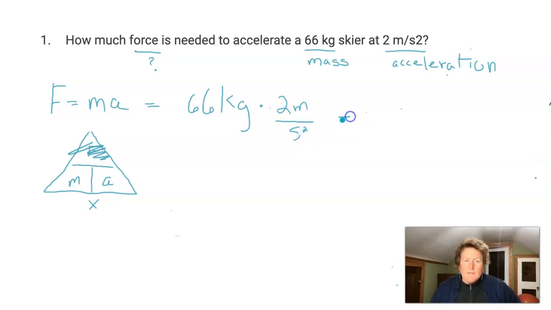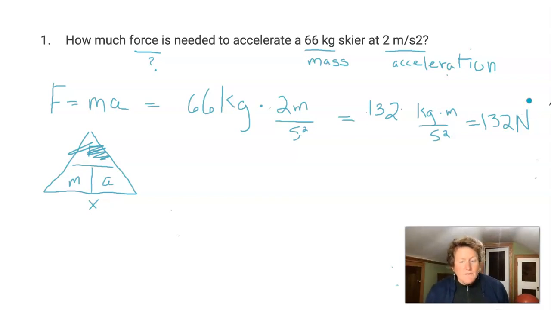If I multiply 66 times 2, that's 132. I just did that in my head, but you can use a calculator. And if I multiply the units across, it's kilograms meters per second squared, which is the same as saying a newton. So our result here is 132 newtons. Now, if you just write 132 newtons as your answer on the lab, you will not receive any credit. You need to show your work.